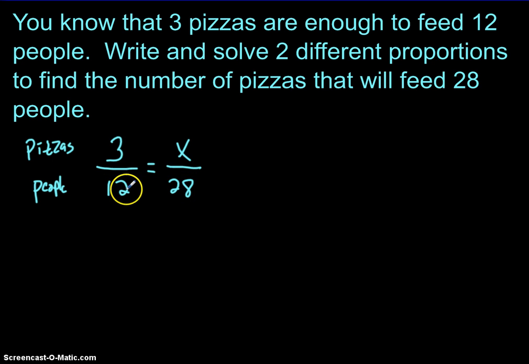The thing I want you to see here is that I've got people on the bottom here, and I have people on the bottom here. I have pizzas on the top here, and I have pizzas on the top over here. Okay, you've got to line up the data, and it's got to be correct the way you do it. There's another way to do it.